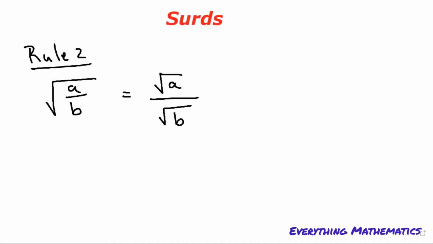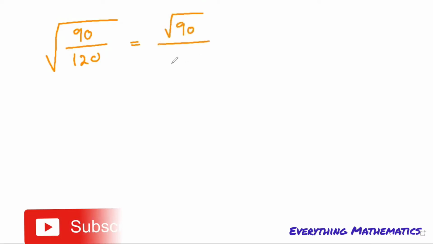I see here I have a big number. Let's see if I can work it out. Supposing we have, for example, the square root of 90 over 120. I need more space, so let me do that on the other page. Let me erase that. Okay, let's take that again. The square root of 90 over 120. Applying rule 2 allows us to do this: the square root of 90 all divided by the square root of 120.